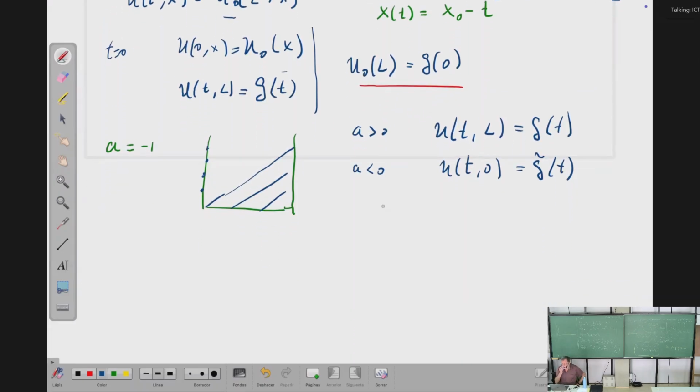Of course, there are cases where, for instance, if I take an a that does something like this. Let's do first, a is positive in this side and negative in this side. This is L.